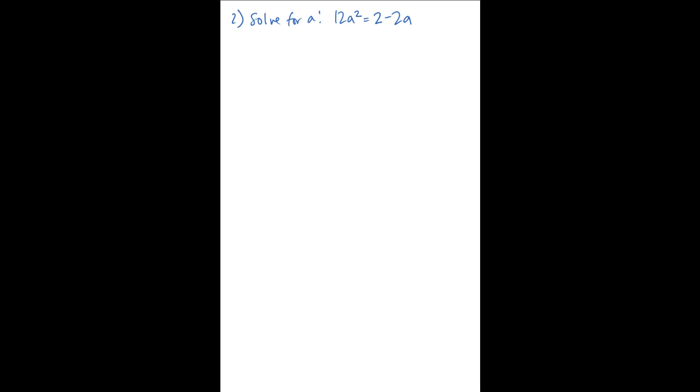So I will try to move the 12a squared over to the other side. The only way to get rid of it and get a 0 there is to subtract it from both sides. So minus 12a squared, minus 12a squared. So I will get 12a squared minus 12a squared is going to be equal to 0. And then I still have 2 minus 2a minus 12a squared. I need to factor the right-hand side of the equation.